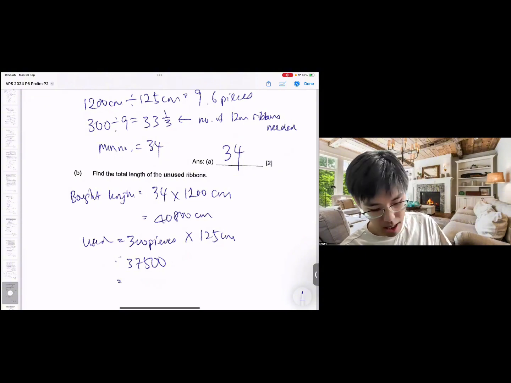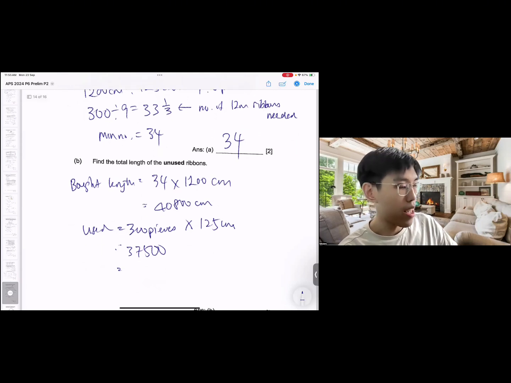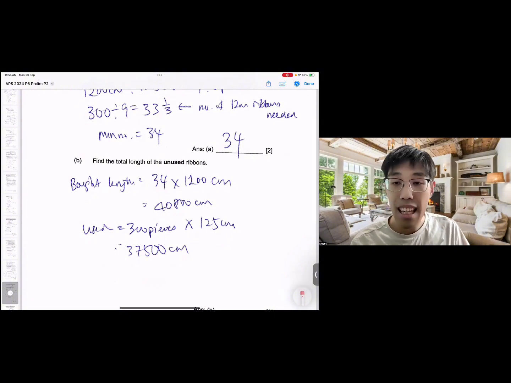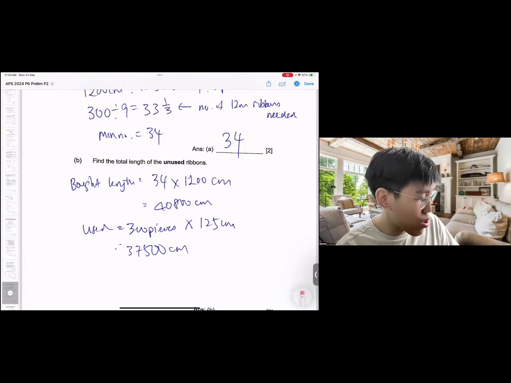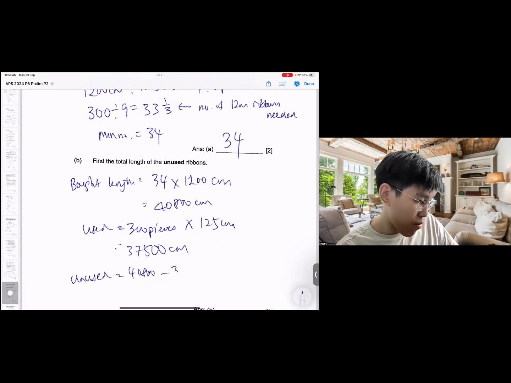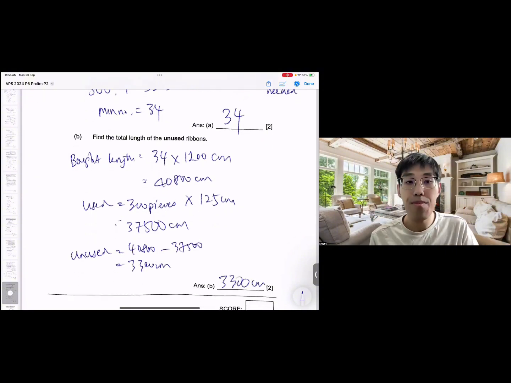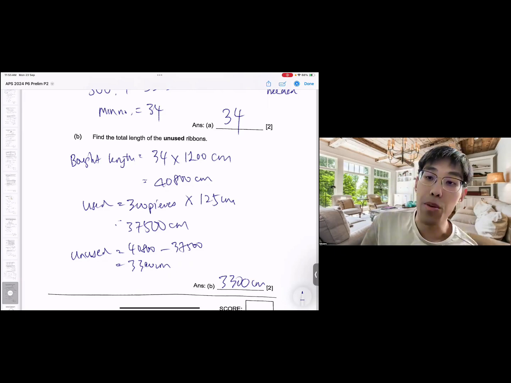Okay, let me try again. 34 times 12, 408 minus... Correct. Okay, so this is the total length that is being used. So what is the unused? It is 3,300 cm. This is the most straightforward way to do it.